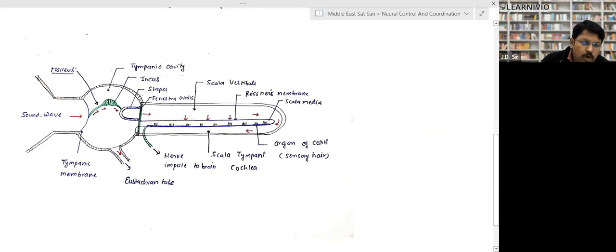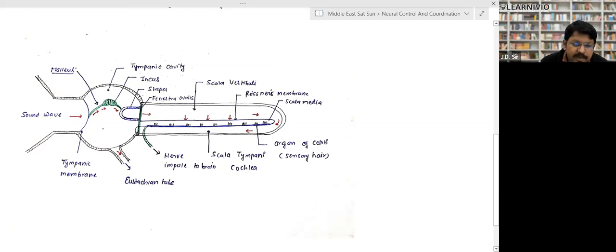Look, the sound waves are coming. This is the auditory meatus, and this is called the tympanic membrane. Sound waves collide with the tympanic membrane. I have shown this transmission of sound waves with the help of red color arrows. Sound waves are transferred into mechanical waves at the tympanic membrane, which means the tympanic membrane converts the sound wave into vibration. Now the vibration reaches the first of the bones, malleus, then incus, and then stapes.